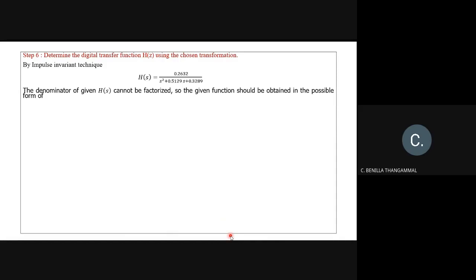Since your numerator doesn't have an s, one possibility is b divided by s plus a whole square plus b square. For that only we have the formula. So you have to make this function 1 divided by s square plus 0.5129 s plus 0.3289 equated to 1 divided by s plus a whole square plus b square. So equate the denominator, then expand the side and equate your coefficient of s.